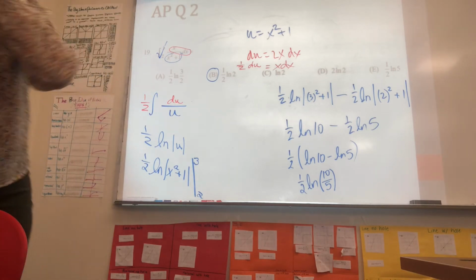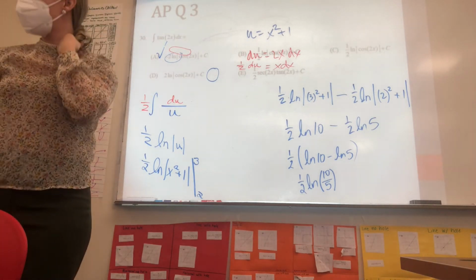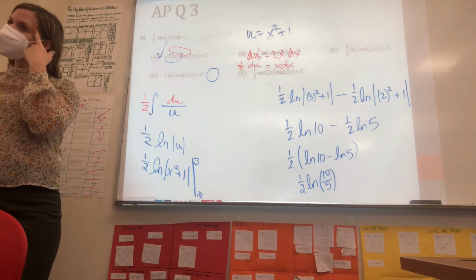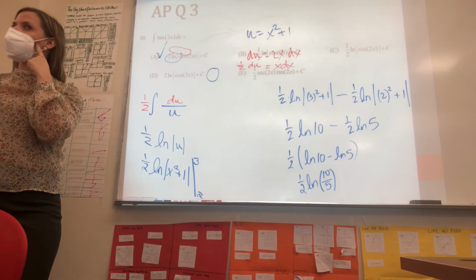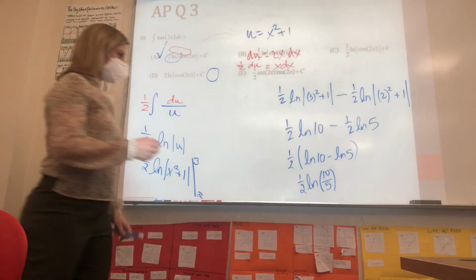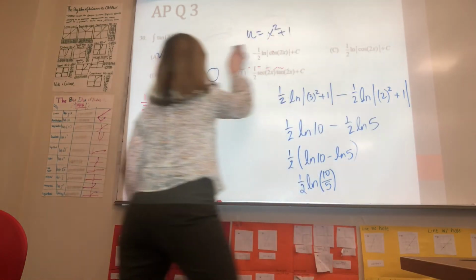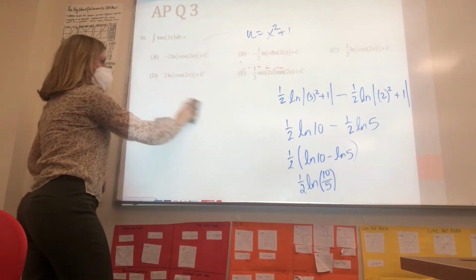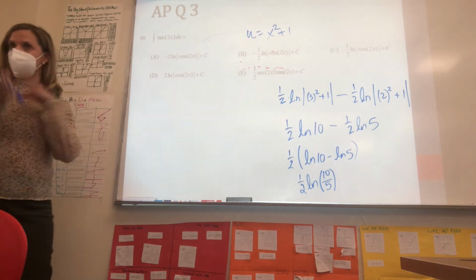Okay. I have to rewrite this. How can I rewrite tangent? Any trig identity you remember? It's sine over cosine. So I'm going to rewrite this as an identity of sine over cosine. So every time you integrate tangent, you have to do it this way.